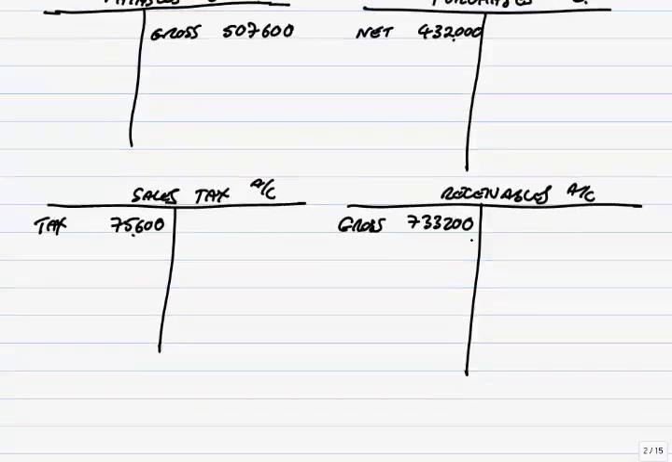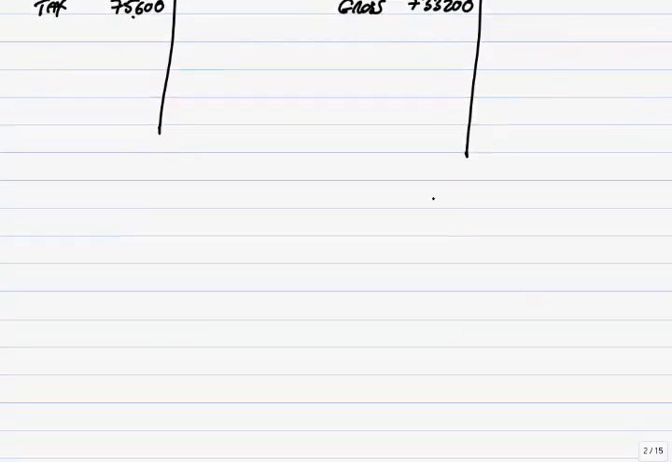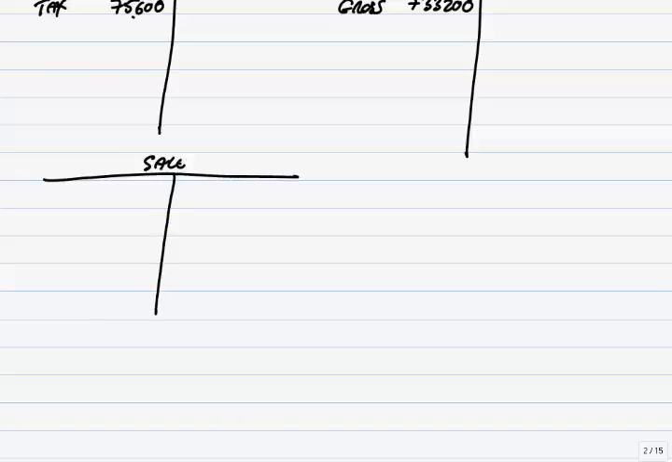Where are we going to credit? Well, normally debit receivables, credit sales. However, we'll only credit sales with the net amount, 624,000. Because although we're actually charging more, remember the extra, the tax, we can't keep, we'll have to pay to the state.